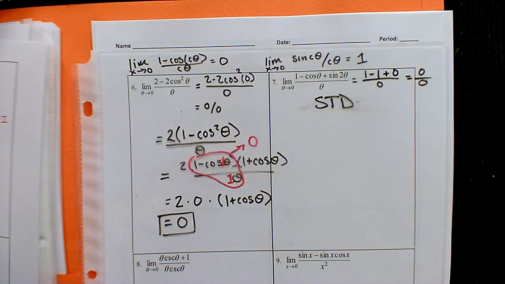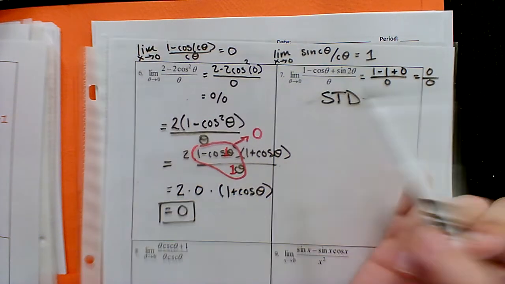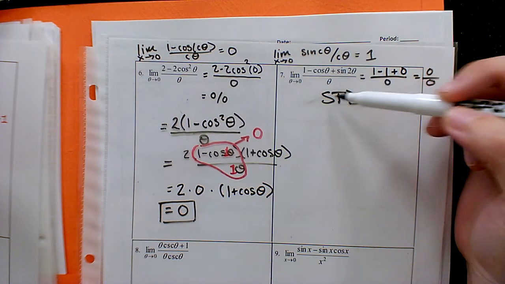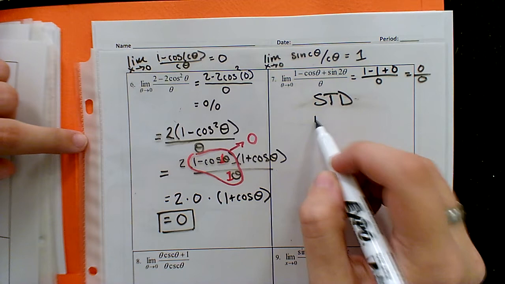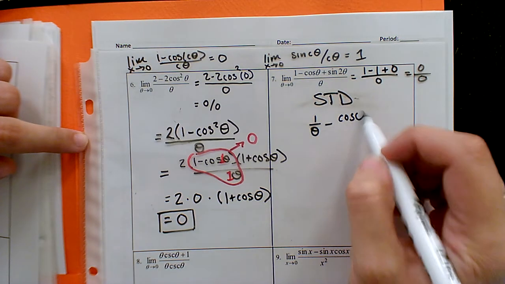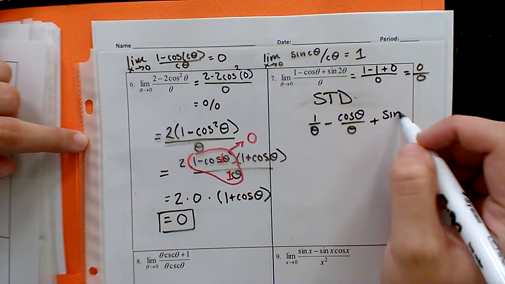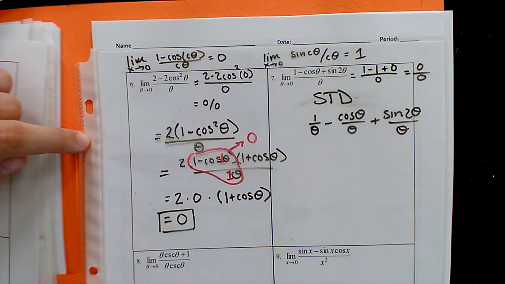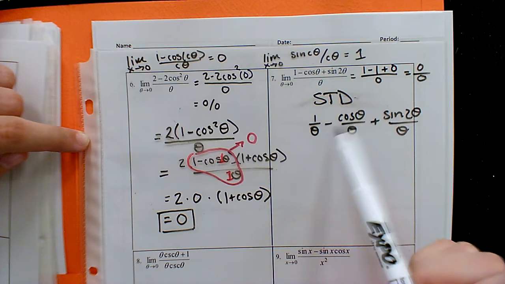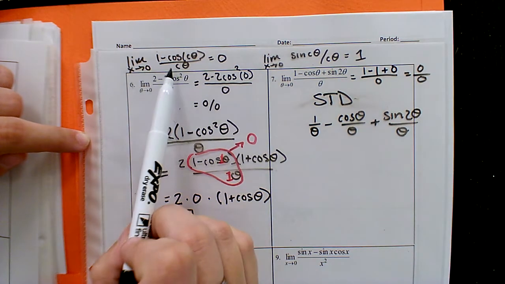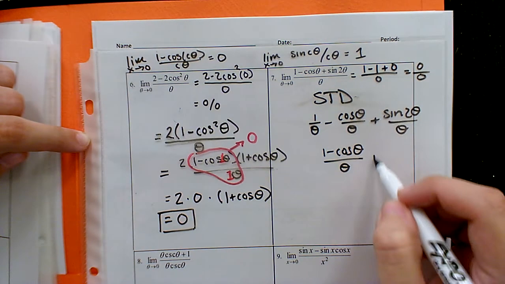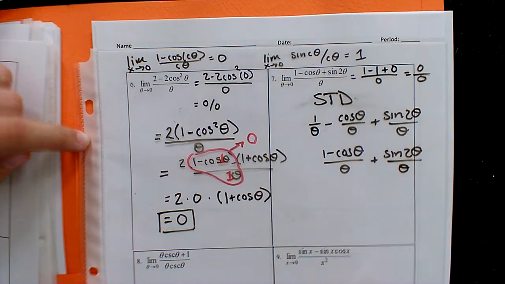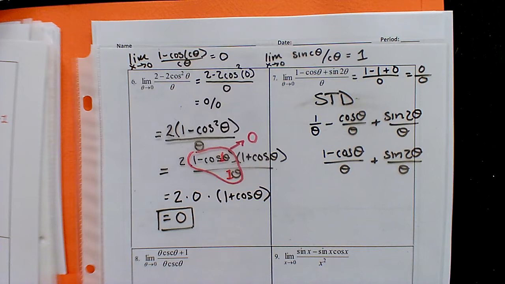Single term denominator, okay? You see how we have one thing in the denominator? We can use that single term denominator and break up the numerator. So we could make it look like 1 over theta minus cosine theta over theta plus sine of 2 theta over theta. You could break it up as such. But do you notice how it would be more beneficial to keep the 1 minus cosine theta together? Because wouldn't that match our trig limit? So you could break it up like that, but we're going to keep those two terms in the numerator together to help us. So STD, single term denominator.